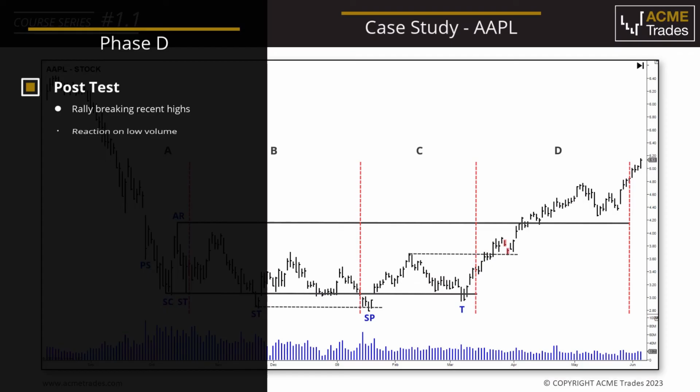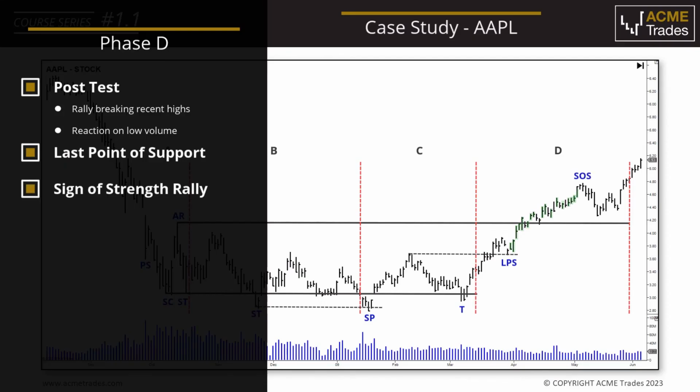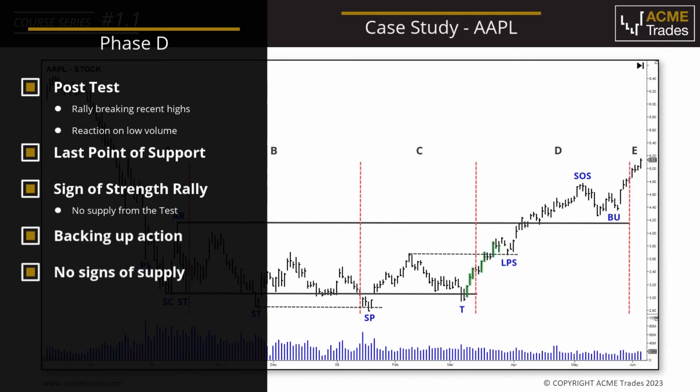We have a little reaction, volume reduces. This indicates a lack of supply, picture perfect, and forms LPS, last point of support. Then price rallies through resistance, producing a sign of strength before the backing up action here into phase E. Now the importance of phase D is of course to negate or see no signs of supply, as this should have been absorbed within the previous phases. And one can eyeball the movement from the lows of the test to the sign of strength.